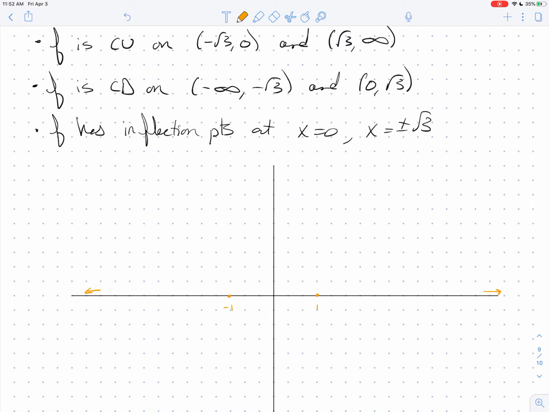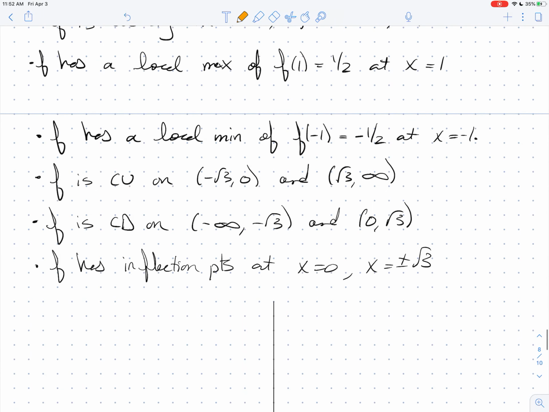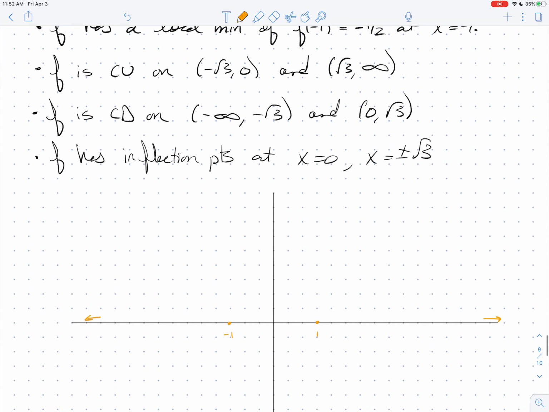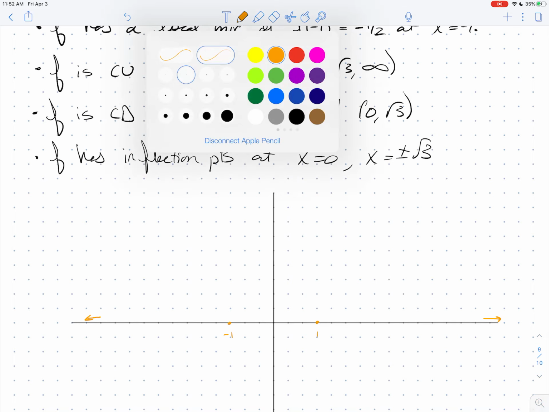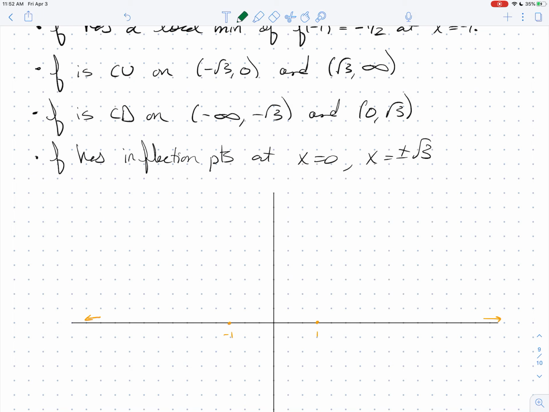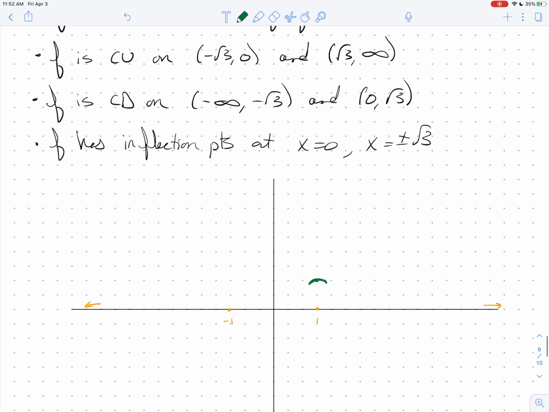Okay, and at 1, we went up to a half. We said, look, there's a local max at 1 comma a half. So I'm going to put that. Let's make the actual color of our graph green. So we're going to go right here. That's a local max, so I'm going to go ahead and plot that. And then I had a local min at -1 of minus a half. So I'm going to plot that.